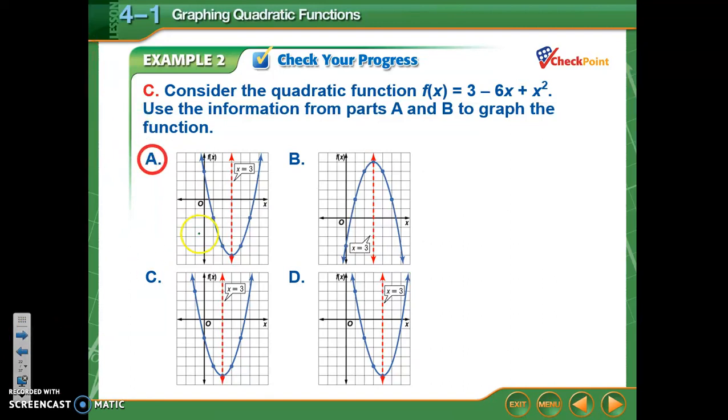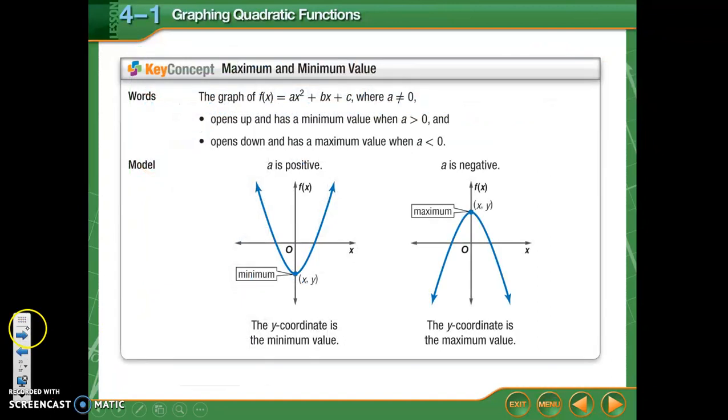All right, it should be A. There's your axis of symmetry of x equals 3. And then those points should match the points on the table of values. Okay, maximum and minimum value. This is kind of the last big thing from this section.